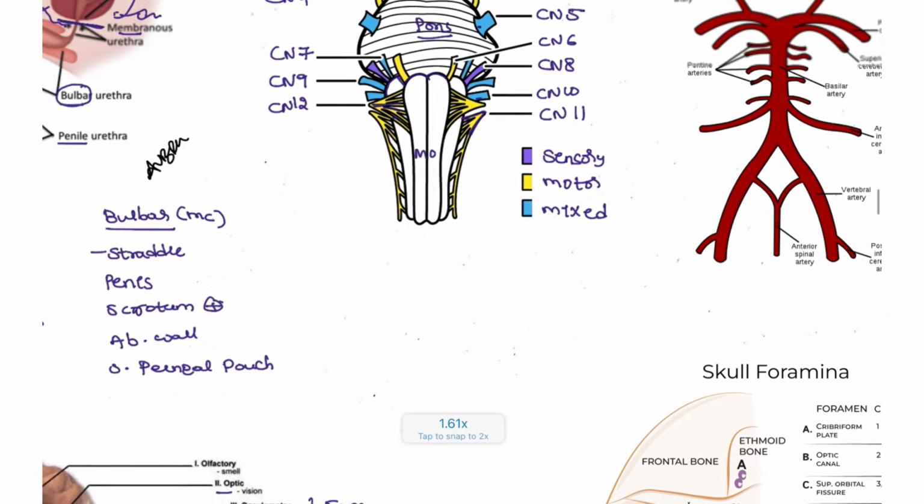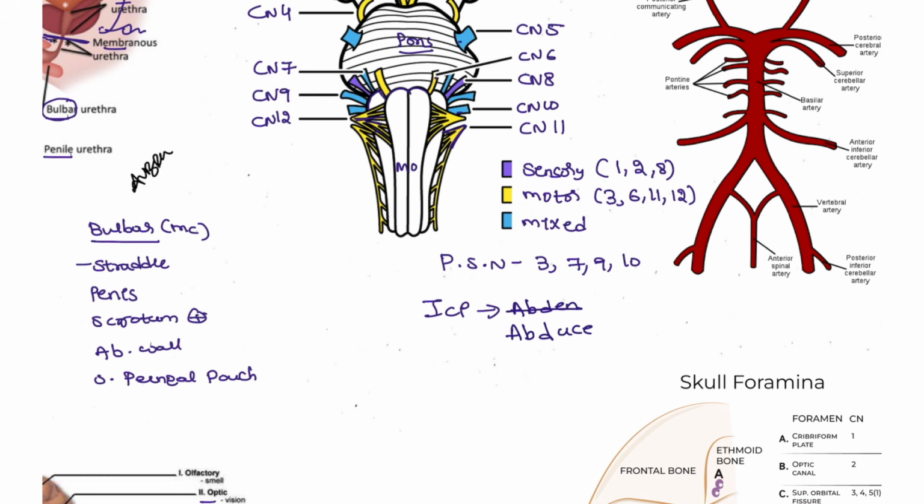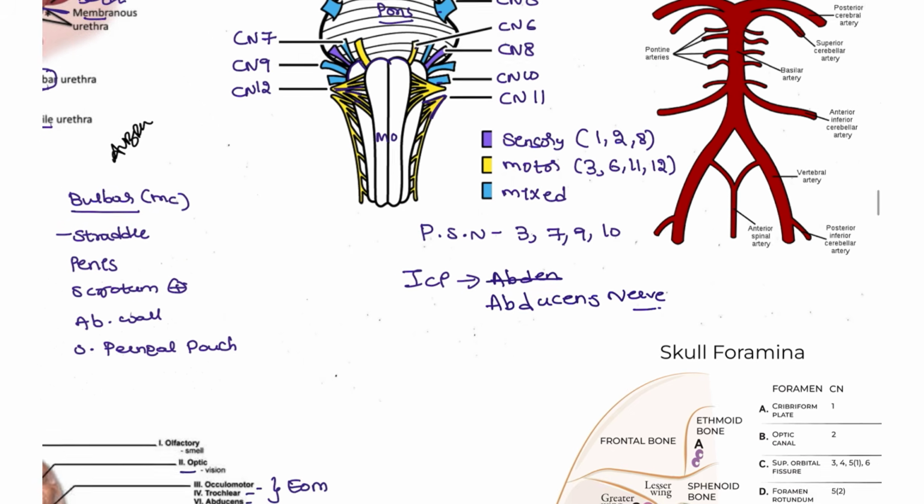And what are the sensory nerves that you have to remember, guys? The sensory nerves are the 1, 2, and 8th cranial nerves. The motor nerves are the 3, 6, 11, and 12 nerves. And the parasympathetic nervous system consists of the 3, 7, 9, and 10. If there is an injury with increased intracranial pressure, the most common nerve that is involved is the abducens nerve. Right? These are the things that you have to remember.